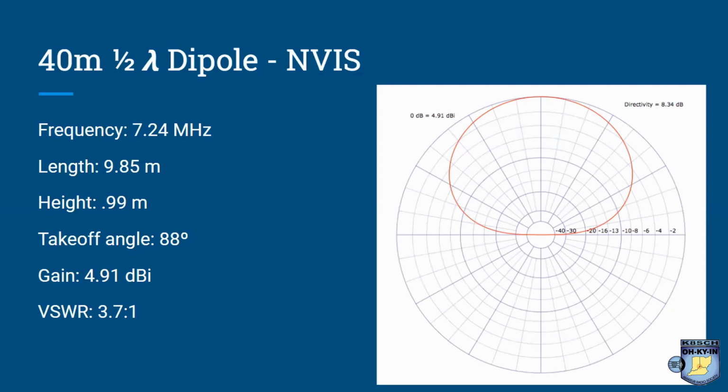I think I put that in wrong. I'm missing a 1 there. Sorry, I did not have my proofreader for this. Because the approximate height of the half wavelength is going to be 20 meters, so it should be 2 meters. It should be about 6 feet off the ground, not less than a meter off the ground. But again, the takeoff angle, 88 degrees, 4.91 dBi, again, not too bad. Got to take a look at your SWR. Probably have a matching network or trim it a bit.